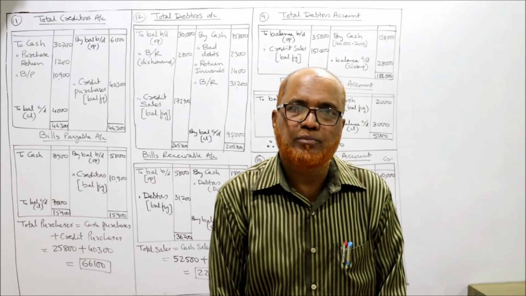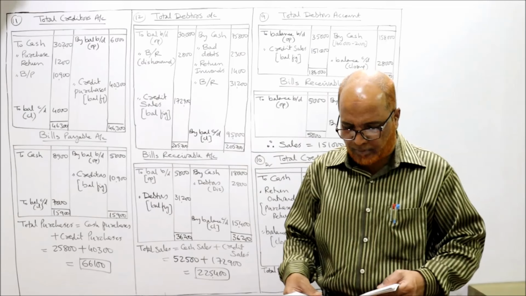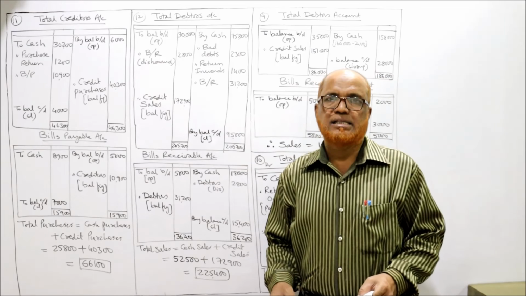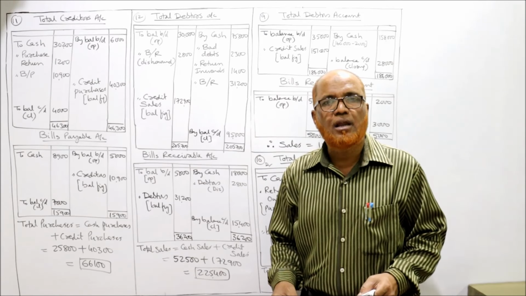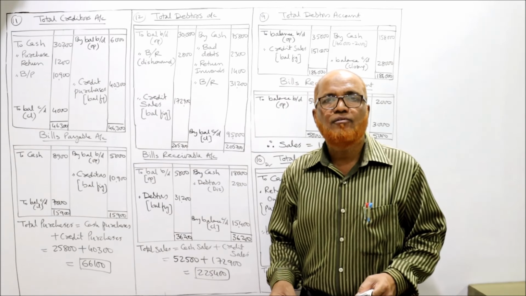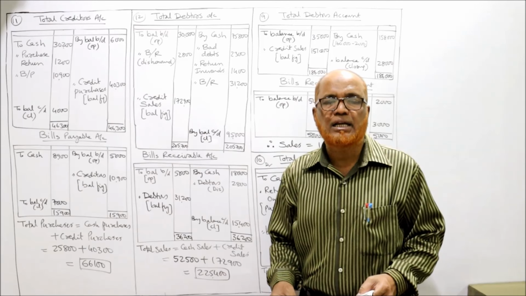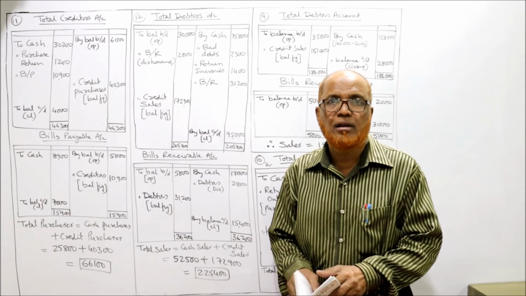Now last problem, short problems में last problem, 12. Calculate total sales. In the previous problem we calculated total purchases. Now we have to calculate total sales. We are given the information regarding total debtors and bills receivable.